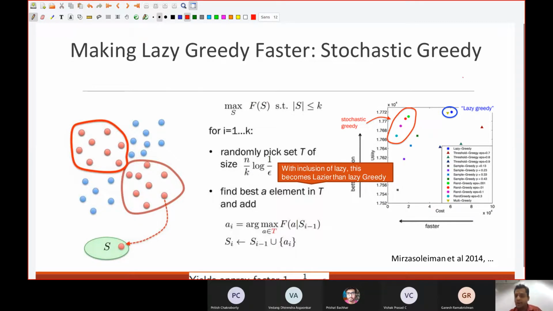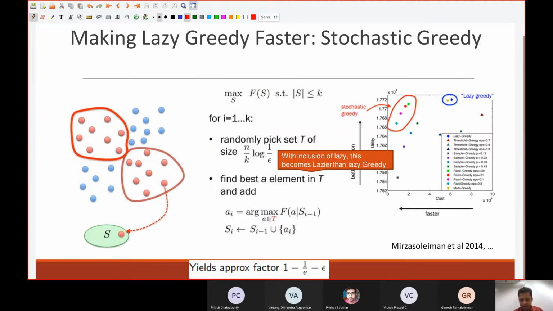And in practice, it gives, okay, what's the approximation factor? 1 minus 1 over e minus epsilon. So for example, if you take epsilon to be 0, basically you're saying that you take the entire set. Means T equals V, the entire set.